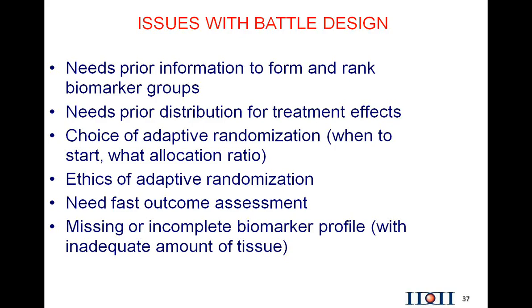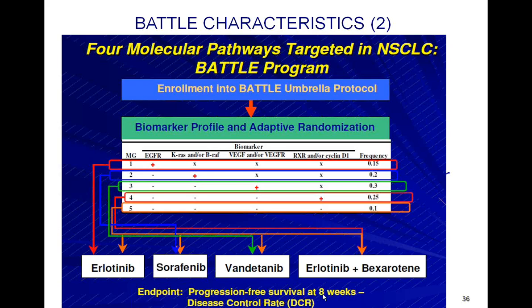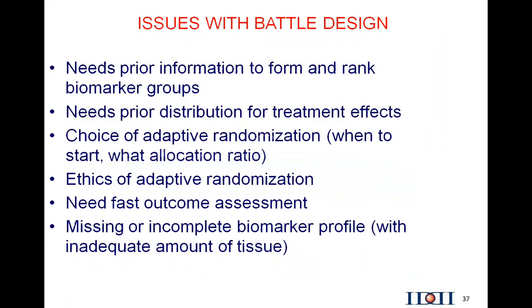We need also to have a fast outcome assessment, and that is why the authors chose here the 8-week disease-free survival or progression-free survival. That is a fast outcome to measure. Obviously, these designs are very impractical if the outcome takes a long time to be observed, such as PFS or even overall survival. So these designs are particularly suited where you have a fast outcome, such as here, the 8-week progression-free survival, or the I-SPY design, which looks at pathological complete response rate in the neoadjuvant setting. These are outcomes that are measured early and therefore are suitable for these adaptive designs.